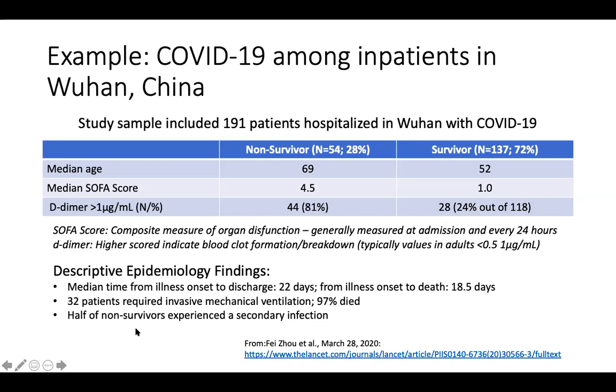There were also some really interesting descriptive epidemiologic findings from Wuhan. I won't get into it now for the sake of time. And this paper was again from the end of March.